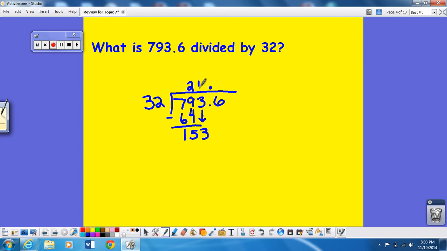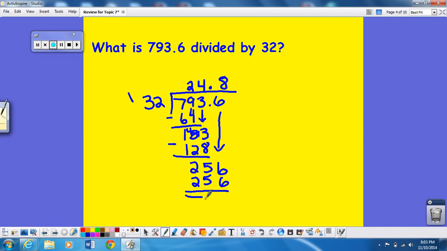Let's try 4. 4 times 2 is 8. 4 times 3 is 12. Subtract. Becomes a 4. That's 13 minus 8 is 5. 4 minus 2 is 2. I know I'm still good because my remainder here is less than my divisor. And let's bring down here. 32 into 256, 8. 8 times 2 is 16. 8 times 3 is 24, plus 1 more is 25. So 793 and 6/10 divided by 32 is 24 and 8/10. Notice it came out even, so we didn't have to add any zeros. It was perfectly fine just the way it was.